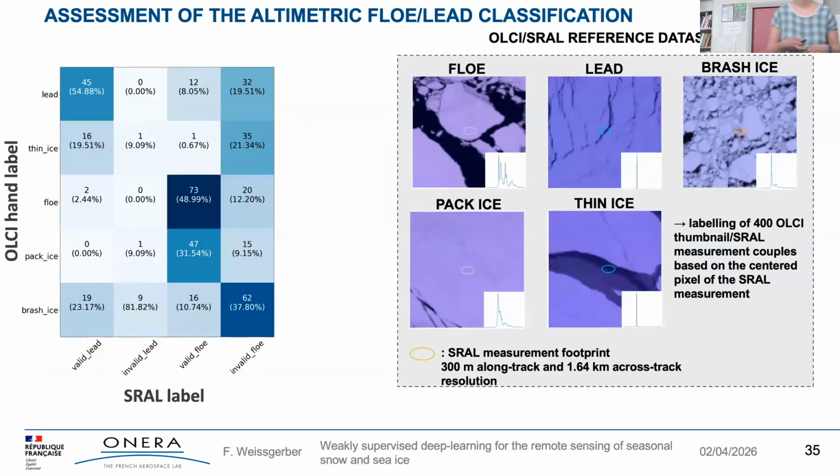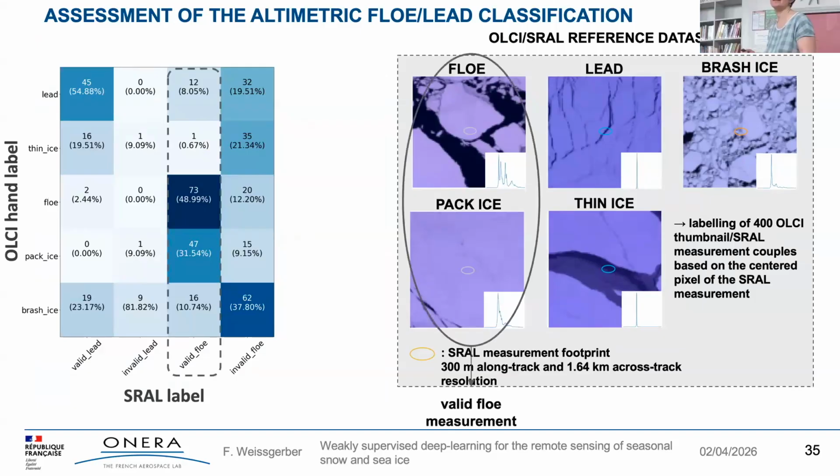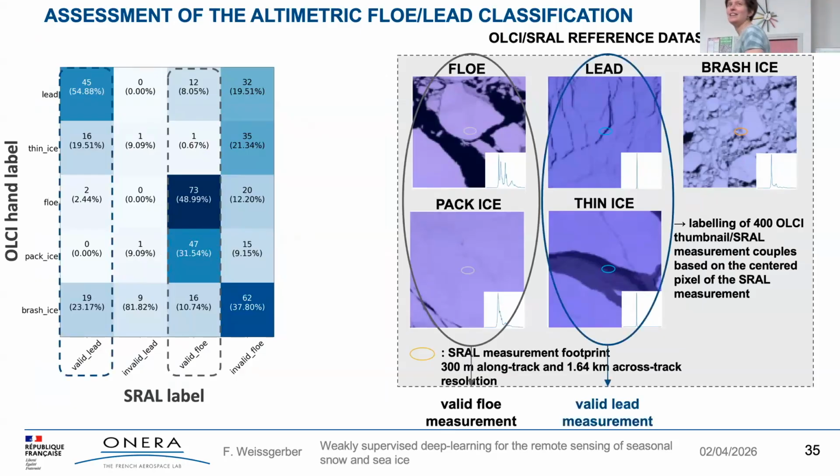Yeah. So she first created a confusion matrix between the two classes. But to do so, we have to create a link between the class that we are seeing on the image and the class that the altimeter is seeing. So what we say is that a flow is basically a flow. That's easy. The lead and the thin ice are normally lead as well. Even thin ice has very peaky echoes, and in terms of elevation it's really close to the elevation of the ocean. So it should be put in the lead information.